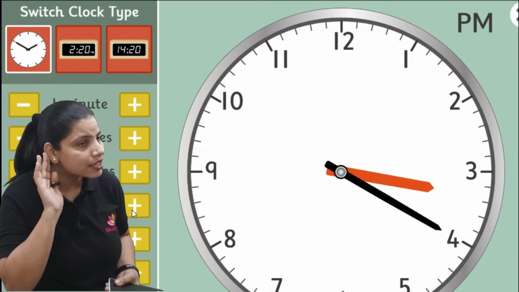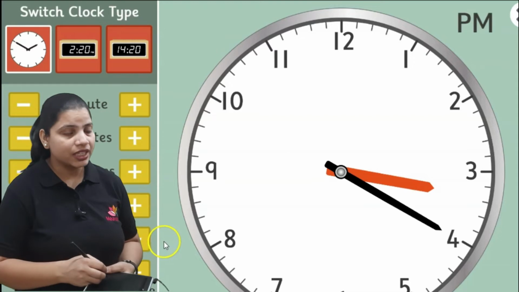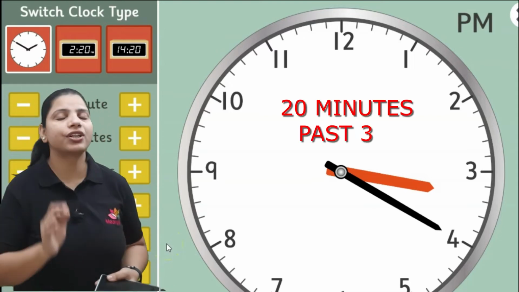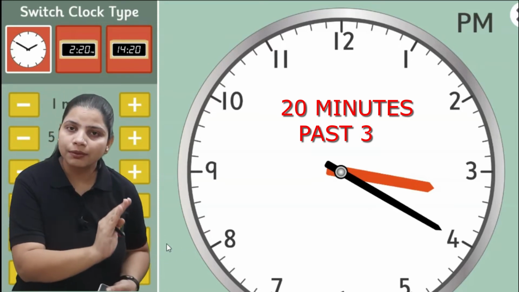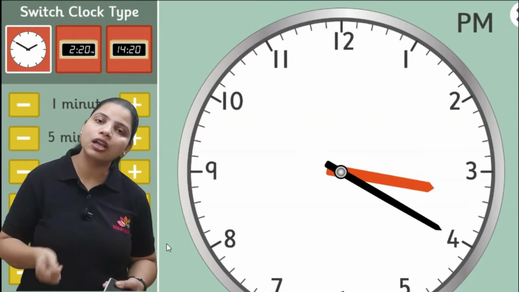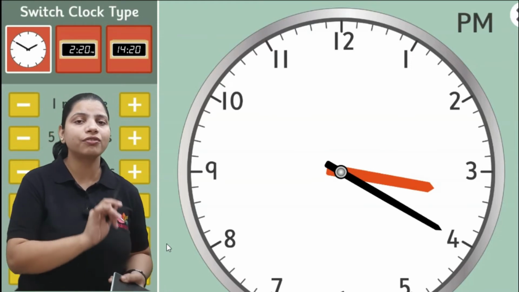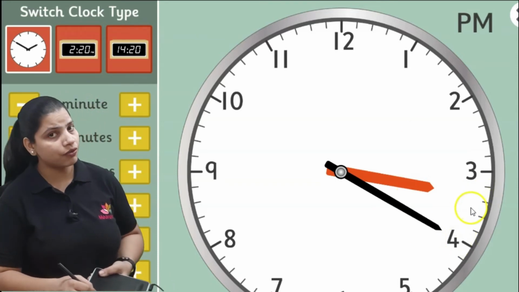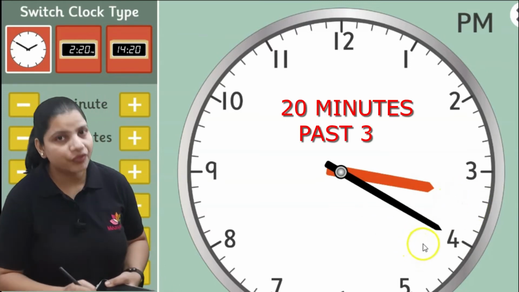Now tell me fast, kids. Yes, 5 fours are 20. 20 minutes past 3 or 4? 3. Past includes the smaller number only. Past is the smaller side, so past will include the smaller number for the hour also. As it is between 3 and 4, which one is smaller, 3 or 4? 3. So we will take 3. That means 20 minutes past 3. Okay?